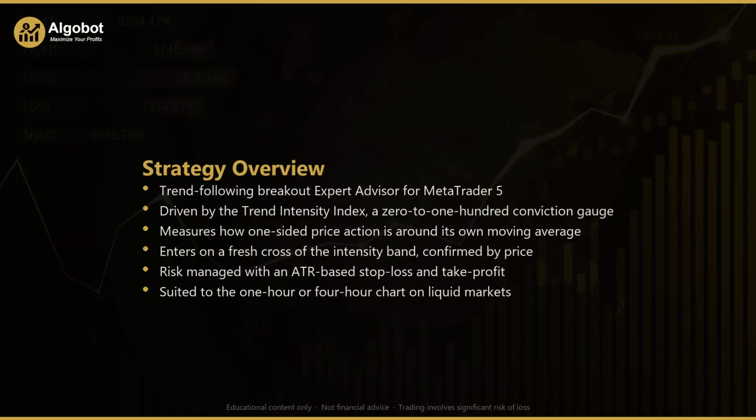Let's get started. Let's start with the big picture. Trend Intensity Index Breakout is an automated strategy that tries to join a move only when that move shows real commitment behind it. Most trend filters ask a simple question: which way is the average pointing? The Trend Intensity Index asks a sharper one. It looks at recent price action and measures how one-sided that action has been around its own mean.